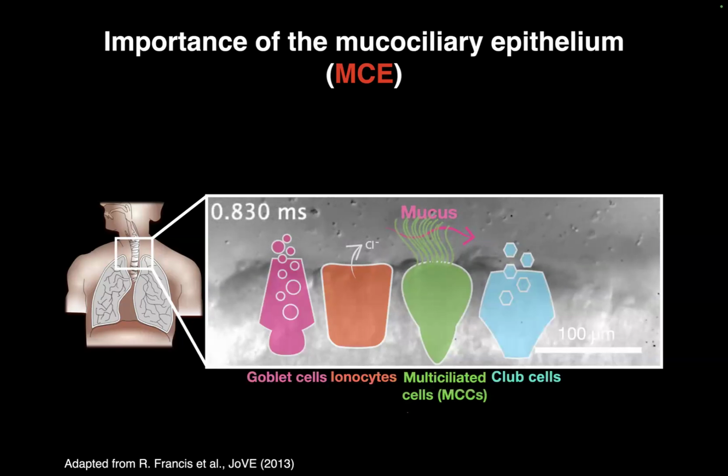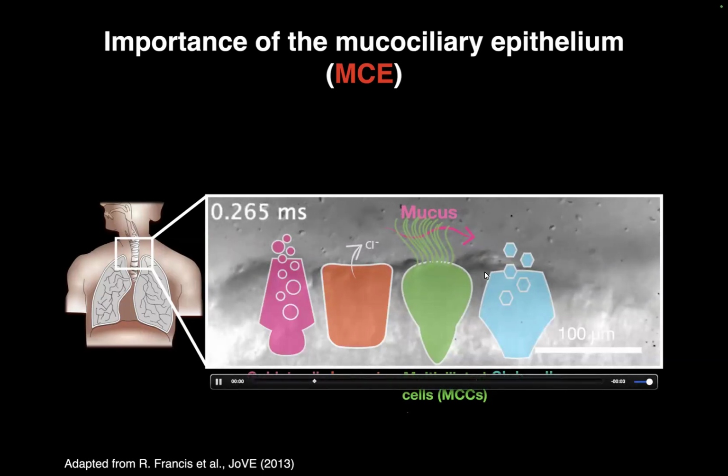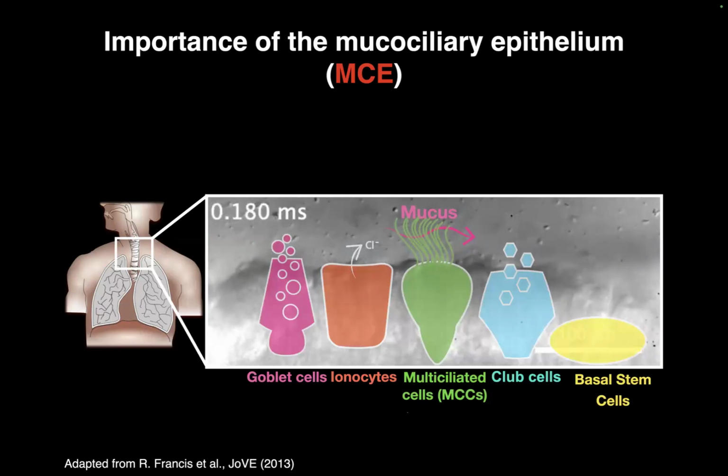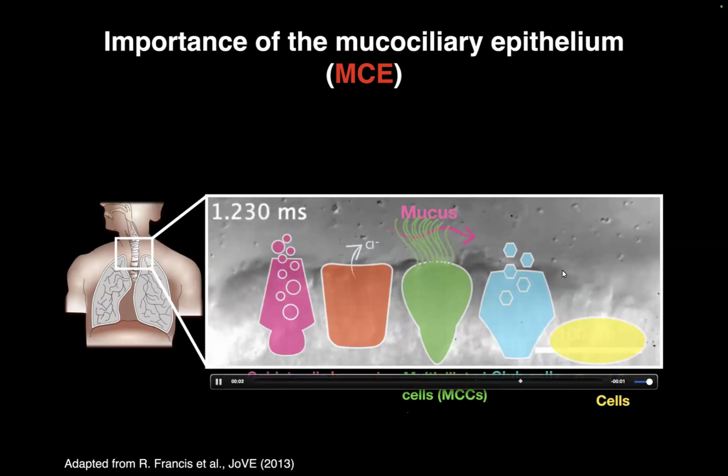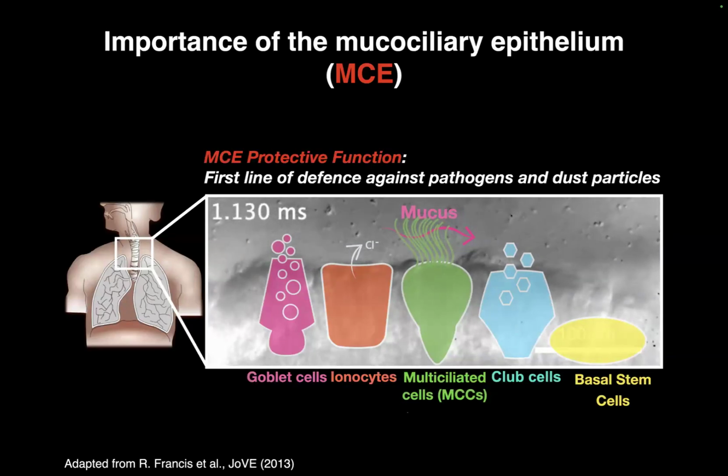So what else do we have in here? We have also club cells, and club cells produce anti-inflammatory peptides. And finally, we have basal stem cells. Basal stem cells, in principle, can regenerate all of these cells upon injury. So these cells together are working in perfect synchrony, forming the first line of defense against all of these pathogens and dust particles.